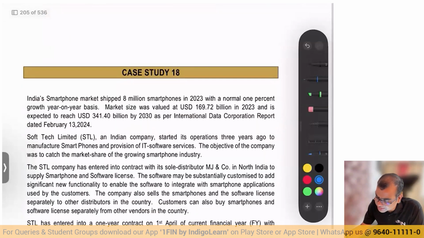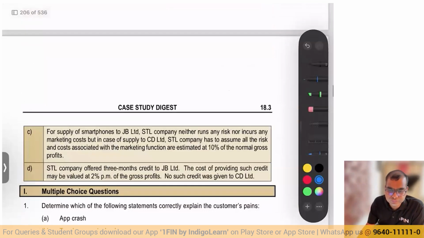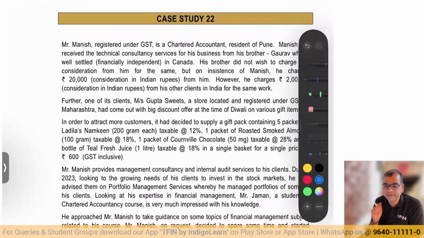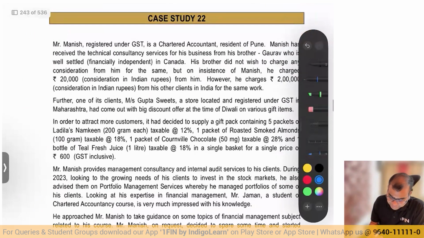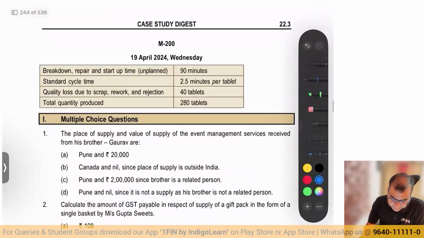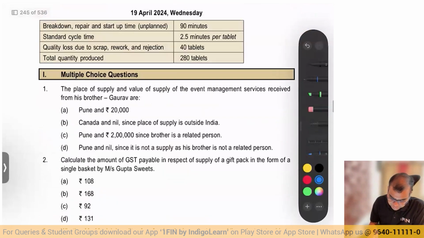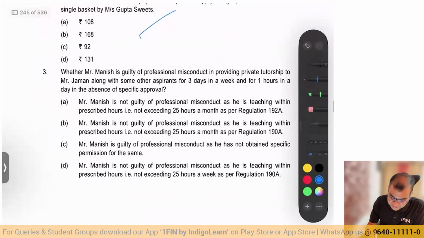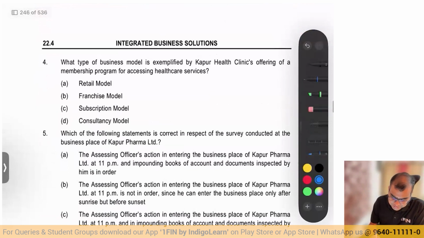Next case study is case study number 22. Which page? Yes, this is page number 243. Again, we will not get into the case. We will directly get into the questions. What are the questions? Let us see. First one, supply. This is all GST, professional misconduct, auditing. Types of business model, again, SCMPE.